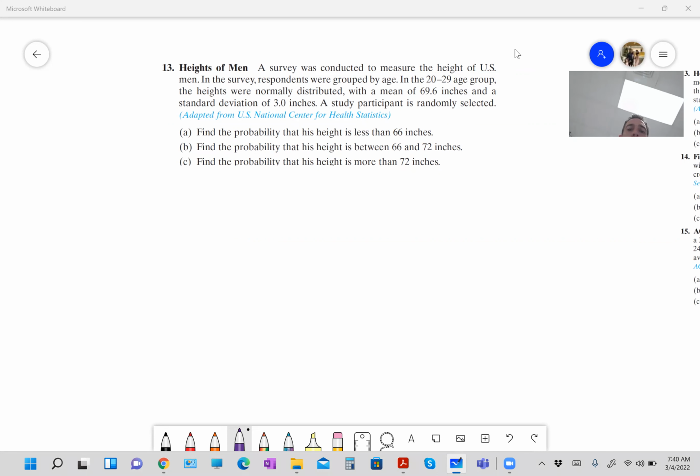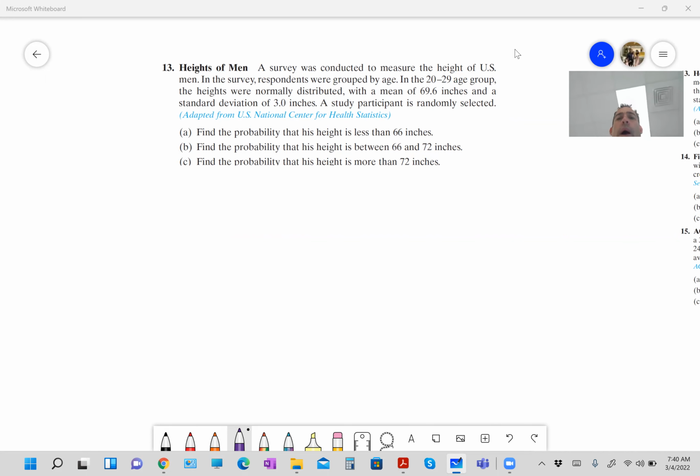Now here it says, a survey was conducted to measure the height of U.S. men. In the survey, respondents were grouped by age. In the 20 to 29 age group, the heights were normally distributed with a mean of 69.6 and a standard deviation of 3.0. A study participant is randomly selected.